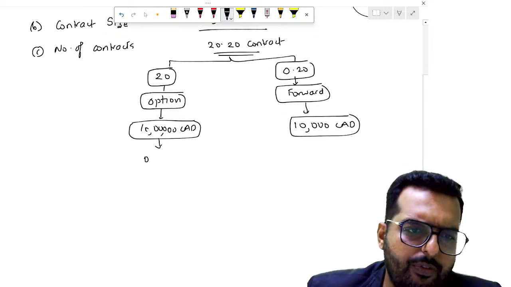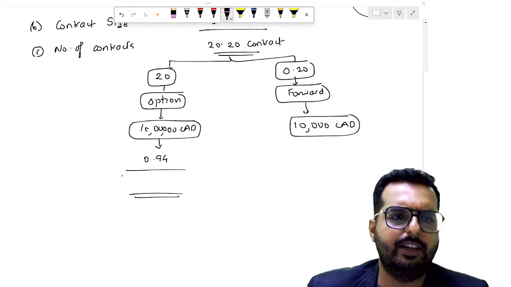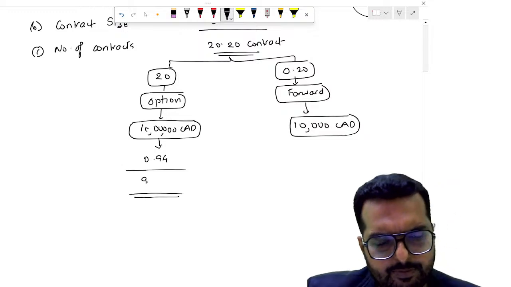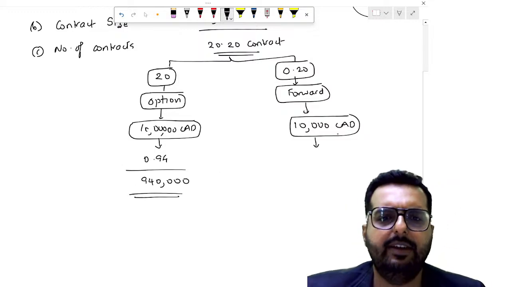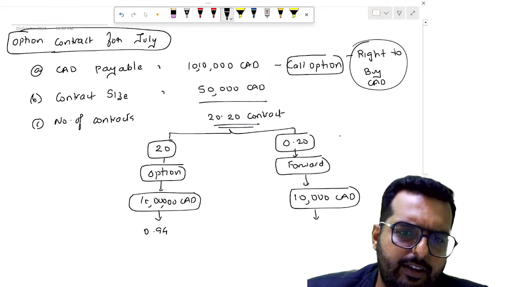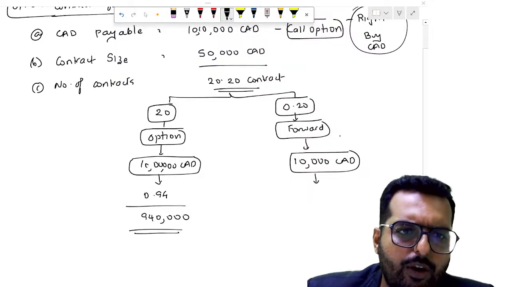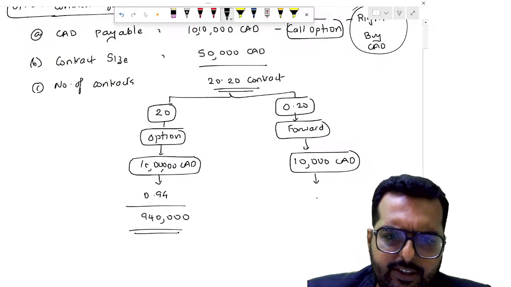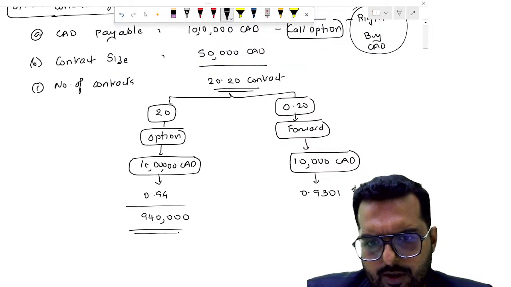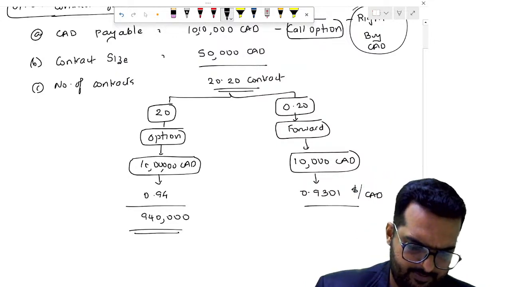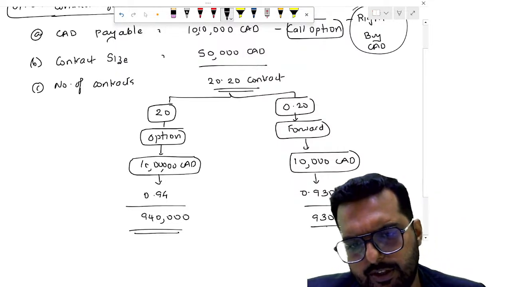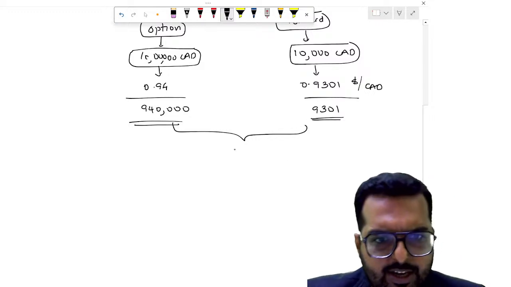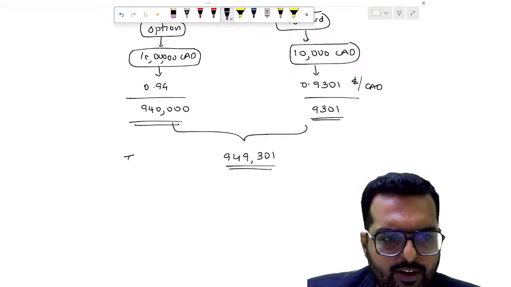First thing, 0.94 will be the strike price if I'm not wrong. Right to buy at 0.94. That will be how much? 9 lakh 40,000. And since I have to buy CAD, the bank has to sell CAD, correct? So it will be the ask rate from the banker's point of view. What is the forward ask rate? For 1 month forward, there's only one rate, 0.9301 dollar per CAD. So you get the answer as 9,301. Am I right? So when I add these two together, 9 lakh 40,000 plus 9,301, I'll get 9 lakh 49,301 in total.